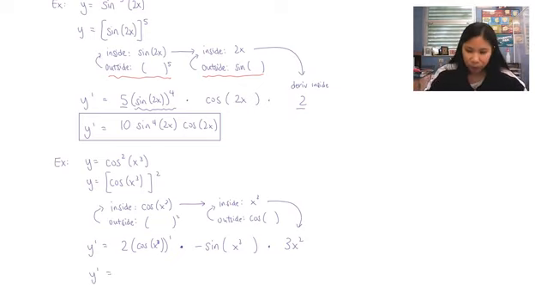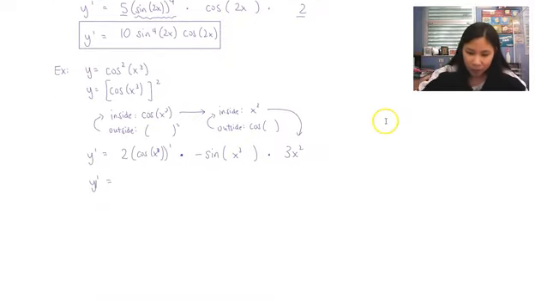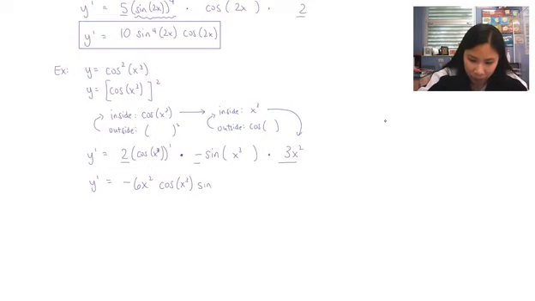Okay, multiplying everything together, we're going to end up with negative 6x squared because of the 2 times the negative times the 3x squared. Then we have the cosine of x cubed, and then we have the sine of x cubed. And that's it. There you have it.